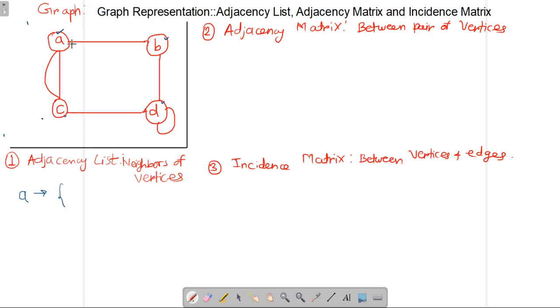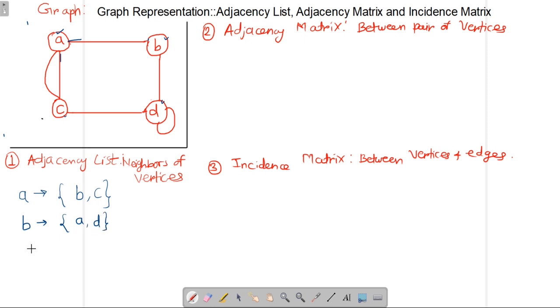How many edges are there for vertex A? 3 edges, but we have to see the neighbors. So B is one neighbor and C is another neighbor. So the neighbors are B, C. So this is the adjacency list for A. For B, the adjacency list: A is a neighbor and D is a neighbor because both of them are connected by an edge. So for vertex B, A and D are the neighbors.